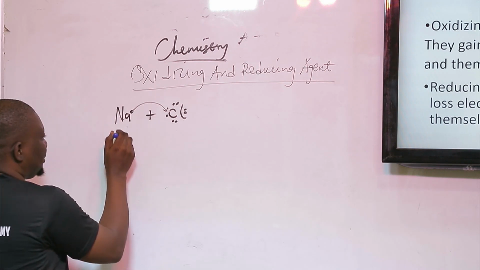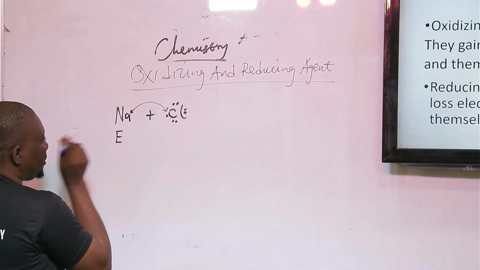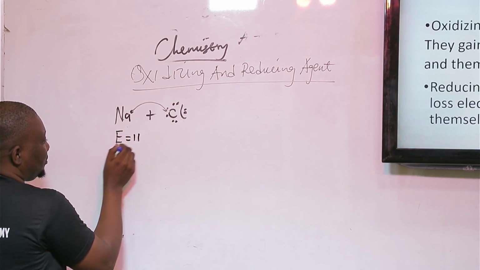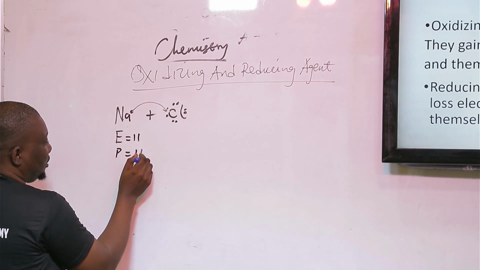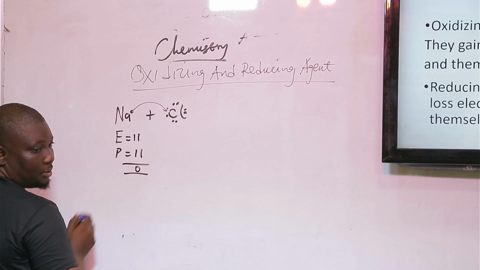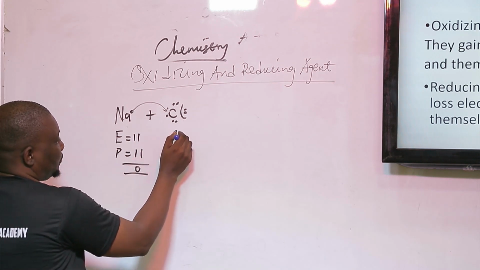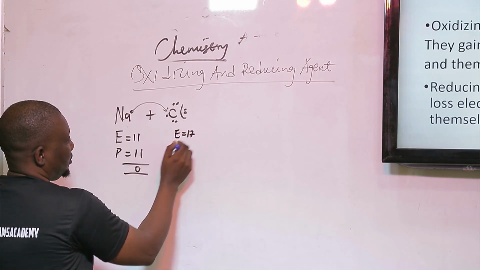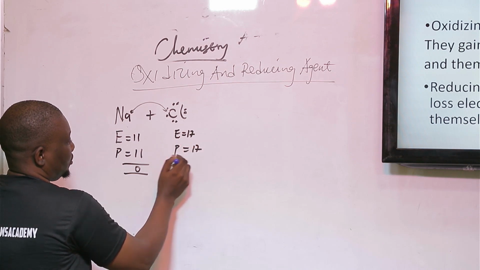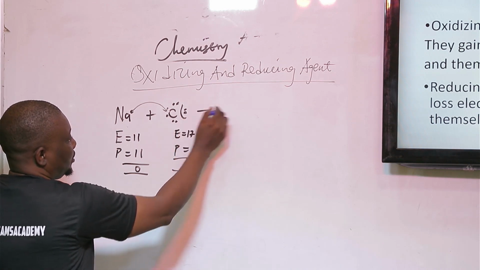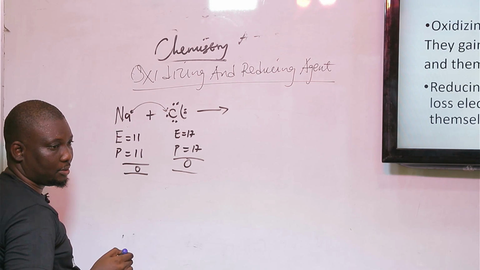Okay, looking at this critically, the number of electrons of this sodium is 11. Protons are also what? 11. Do your plus and minus. It's 0, isn't it? The number of electrons here is 17. Protons are also what? 17. Your plus or minus is what? 0. Now let's see the product of the reaction.